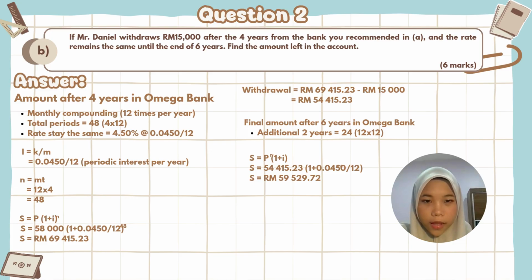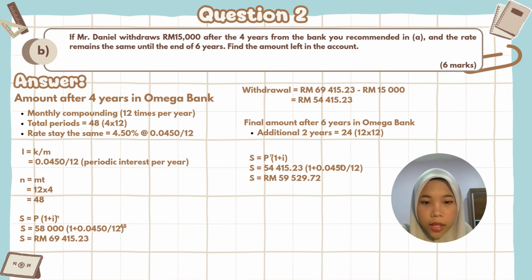For part B, we need to find the amount left in Mr. Daniel's account after 6 years, given that he withdraws 15,000 at the end of the 4th year. We continue using Omega Bank because it was the recommended bank in part A. First, we calculate the amount after 4 years. Omega Bank compounds interest monthly, which is 12 times per year. So for 4 years, the total number of compounding periods is 48.